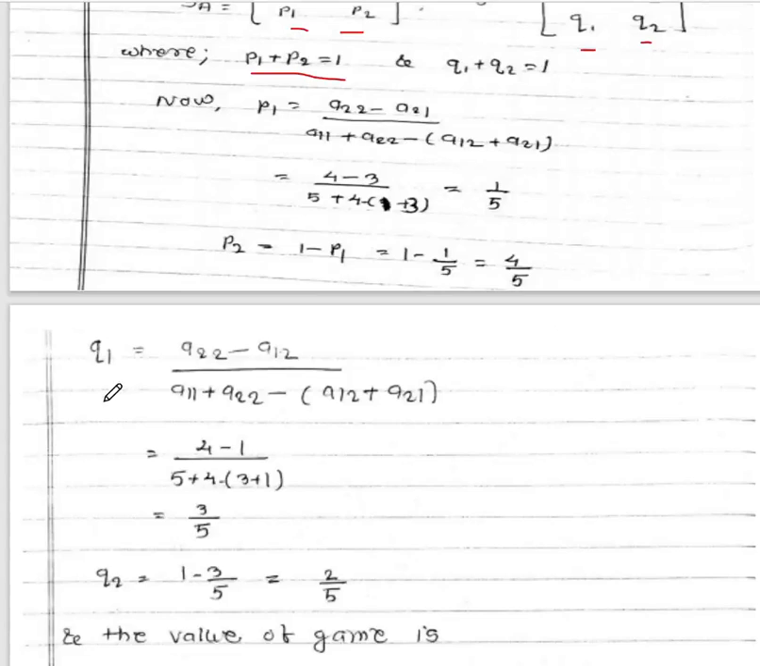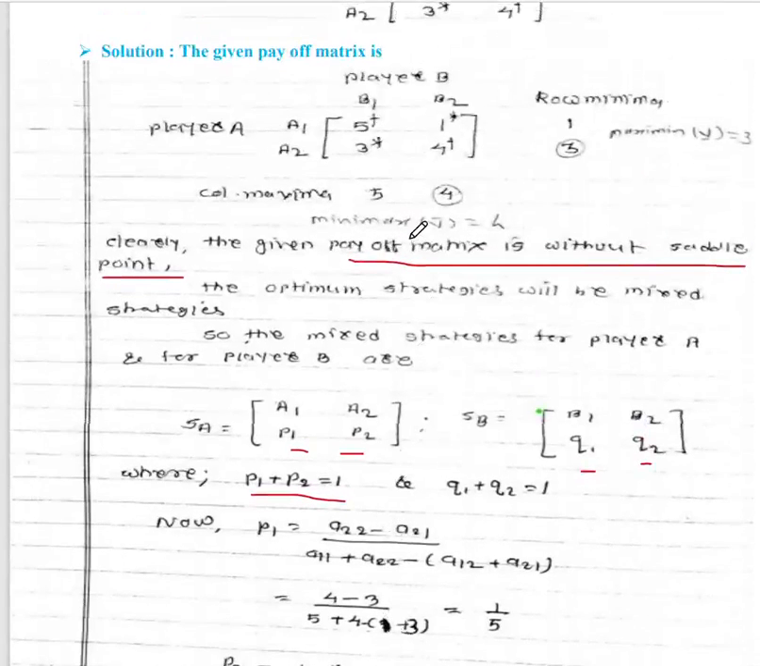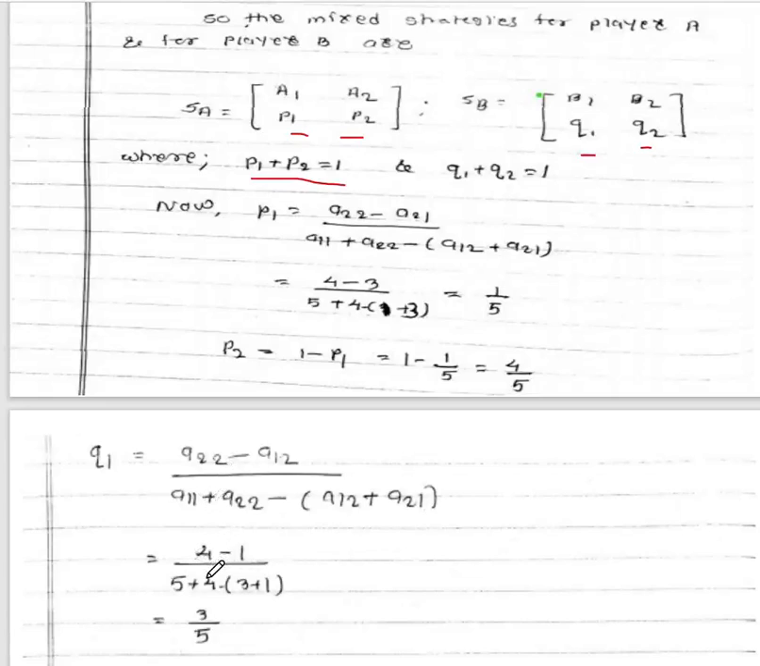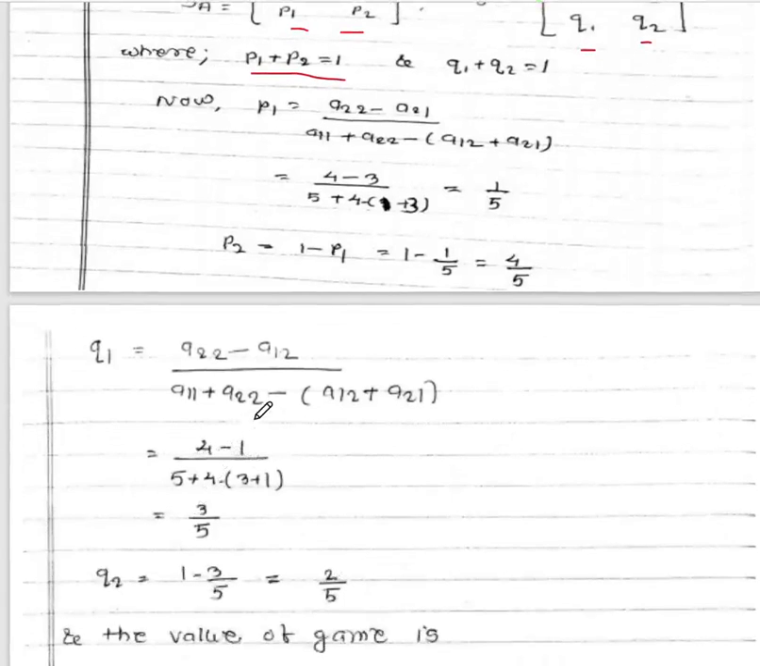The formula for q1 is given as, for a 2 by 2 payoff matrix, a22 minus a12 divided by a11 plus a22 minus a12 plus a21. From the given payoff matrix we will put in the values. Here a22 is 4, a12 is 1, a11 is 5, a22 is 4, minus a12 that is 3, and a21 that is 1. So the calculation of this term gives 3 by 4.